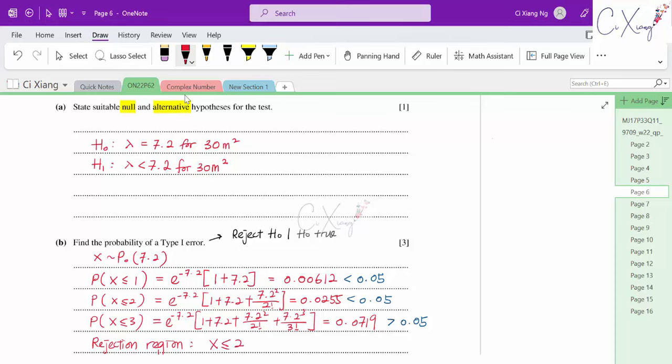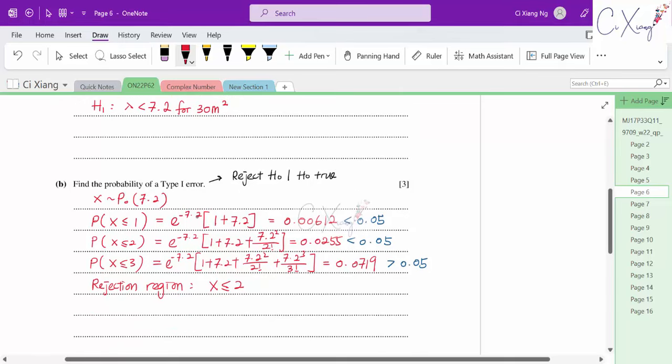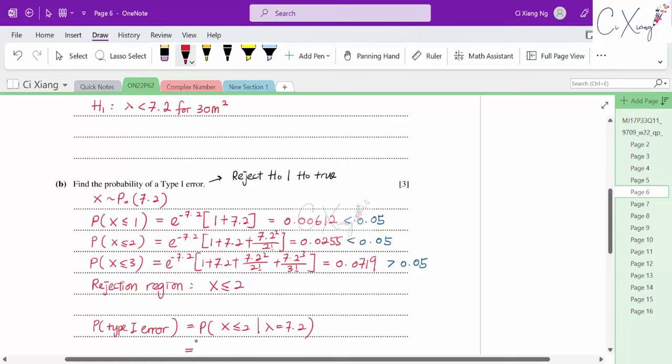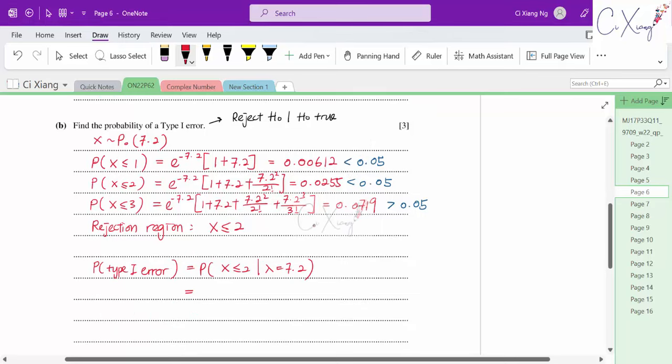And for this question, they're asking us to calculate the type 1 error. So the probability of type 1 error will be the probability of x smaller equals to 2 when lambda is equal to 7.2, right? If you observe, we already got the probability of x smaller equals to 2 just now, which is 0.0255. So we can straight away write out the type 1 error, which is equal to 0.0255 here.